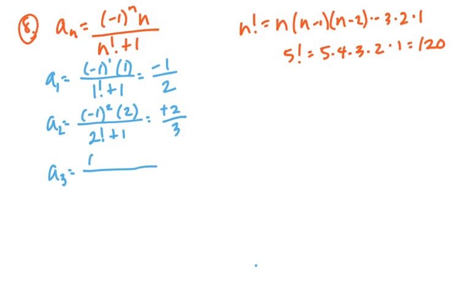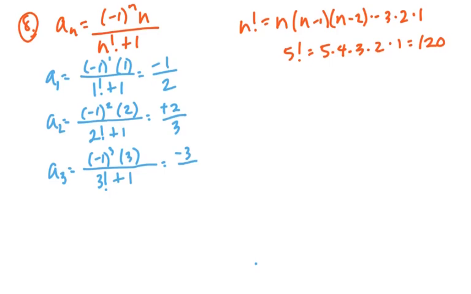A sub 3 is negative 1 to the third power times 3. And then we have 3 factorial plus 1. So that's a negative 3 on top. 3 factorial is 3 times 2 times 1, which is 6, plus 1 is 7. A sub 4 is negative 1 to the fourth times 4, and we have 4 factorial plus 1. So this gives me a positive 4 over, let's see, 4 factorial means 4 times 3 times 2 times 1. So 24 plus 1 is 25.